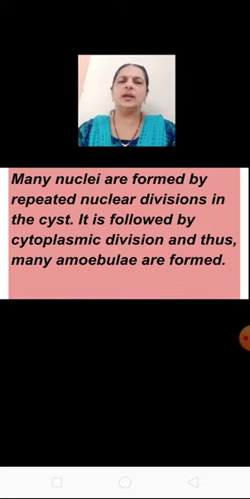And many nuclei are formed by repeated nuclear divisions inside the cyst. So inside the amoeba itself there will be multiple nuclear divisions. They will be continuously dividing, and it is followed by cytoplasmic division. So inside that cyst itself many amoebulae, that means small amoeba, will be formed. That is, nuclear division and cytoplasmic division take place inside the cyst. They do not come out of the cyst. It is a protecting covering around the amoeba.